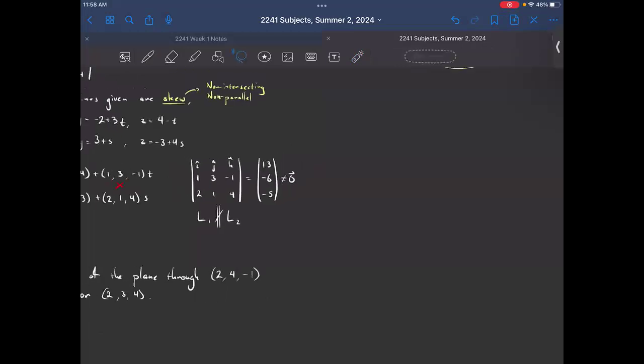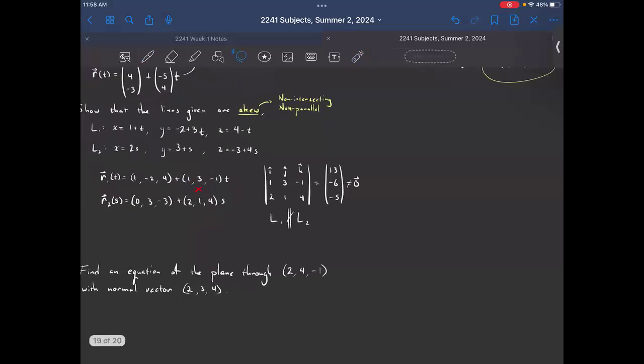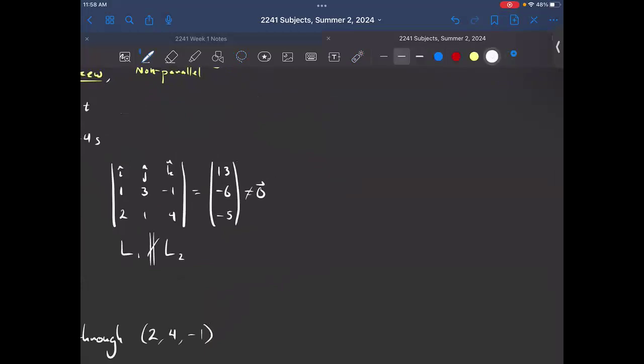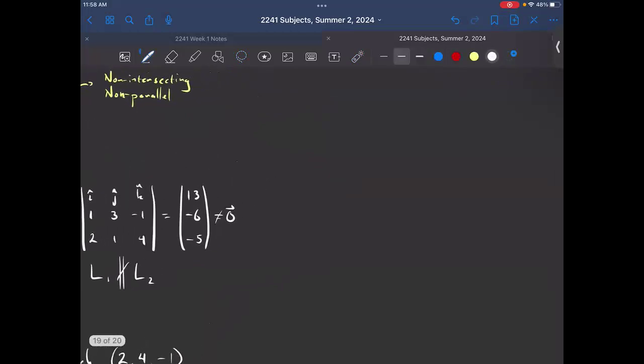Okay. Now we have one more thing to check. Are these lines intersecting? How do I check if two lines intersect? Well, I see if there's a way that I can solve the equations to get a solution. So what do I do? I see if I can get the x coordinates.